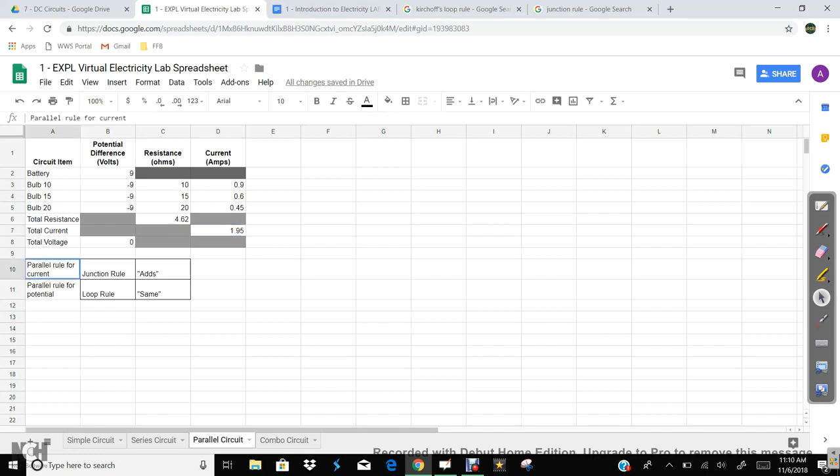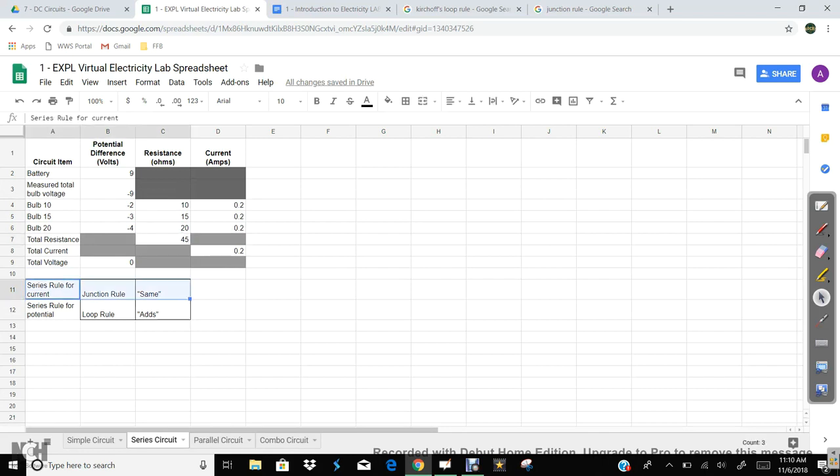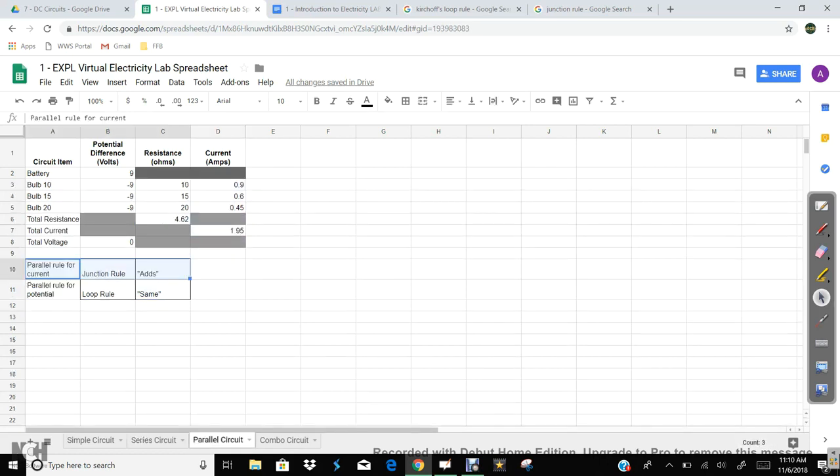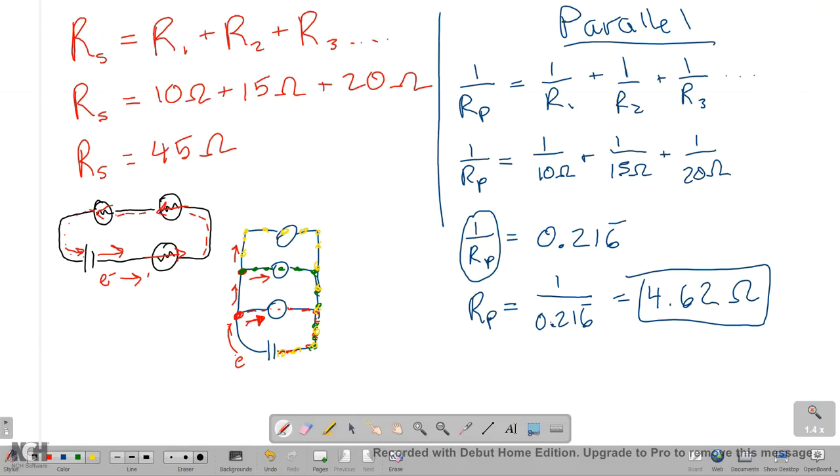And so if we look at the parallel rule for current, it is that junction rule, and it's that they add up together. Now this is different from the series circuit, because in the series circuit the current is the same everywhere, right? But in the parallel circuit, we have to consider the current in each branch, because remember that in each branch of this circuit here, this would be branch 1, branch 2, and branch 3, we have a different resistance in each branch. So the current should be different in each branch.